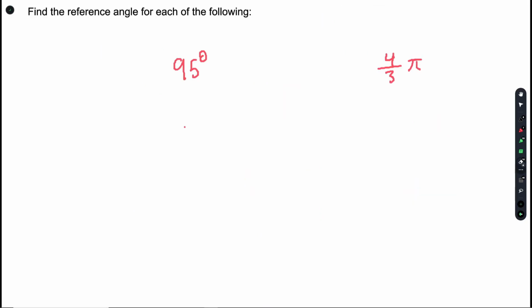Onto the first type of question they can give you on the test. Find the reference angle for each of the following. Now the reference angle is important and you'll use it in future lessons. So there are two ways you can get the reference angle. First one is the calculator method, where you get the absolute value of shift tan, which is tan inverse of tan of the angle.